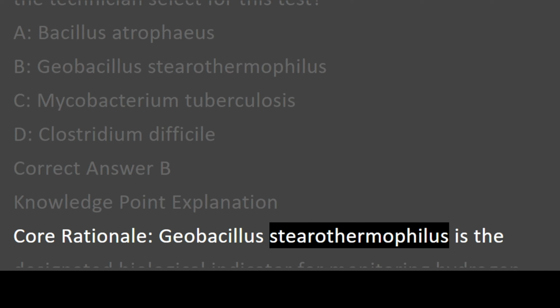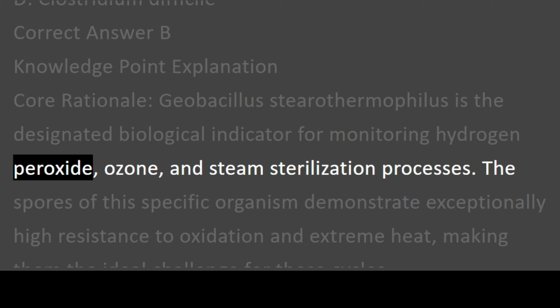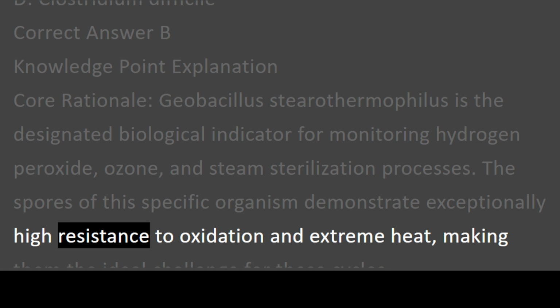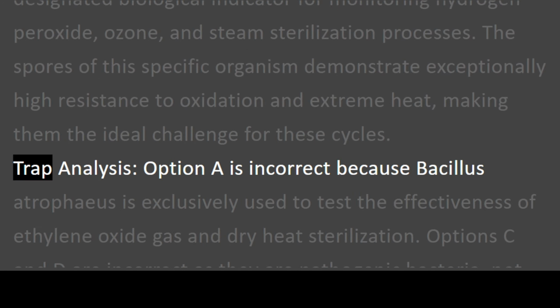Geobacillus stearothermophilus is the designated biological indicator for monitoring hydrogen peroxide, ozone, and steam sterilization processes. The spores of this specific organism demonstrate exceptionally high resistance to oxidation and extreme heat, making them the ideal challenge for these cycles. Trap analysis.